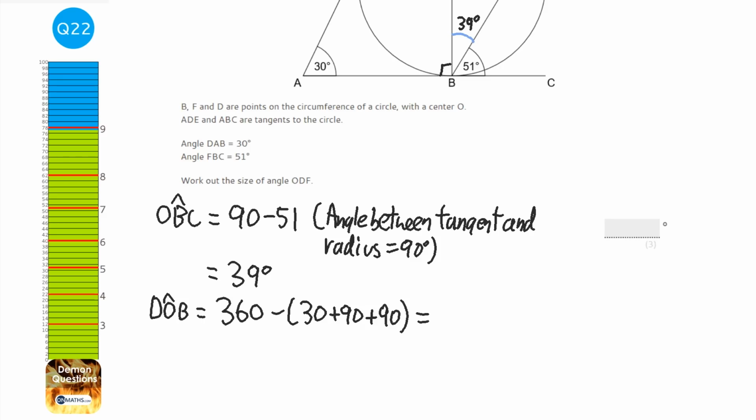Okay, so I need to give a reason. Well, let's work it out first, and we can give a reason afterwards. So we're going to take away 180 plus 30, so that's 210 from 360. That's going to be 150 degrees. And the reason is angles in quadrilateral.